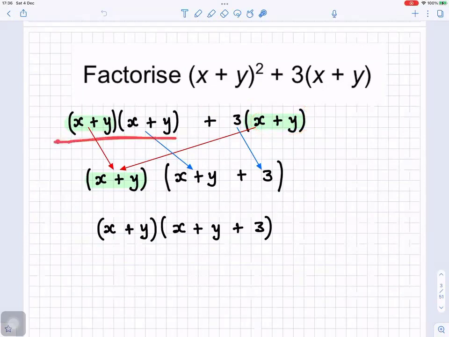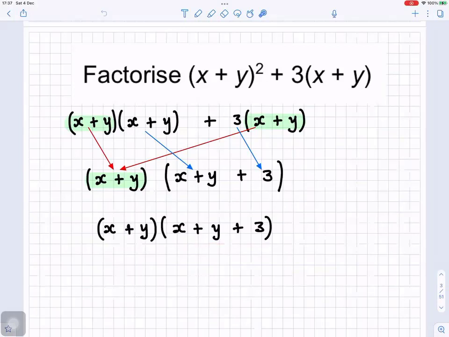So you look at the first term and look at the second term. What do you see that is common? I have highlighted it in green. You take what is common out of the bracket and write it once. What are you left with in the first one? You're left with x plus y. And the plus sign stays the same. What are you left with in the second term? You're left with 3. That's your answer. So x plus y in one bracket, and then x plus y plus 3 in another bracket.